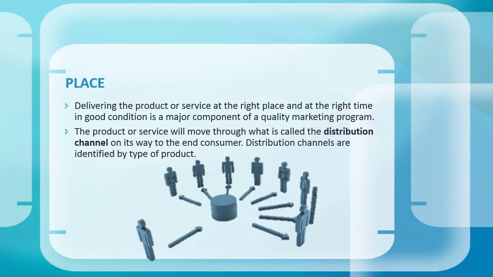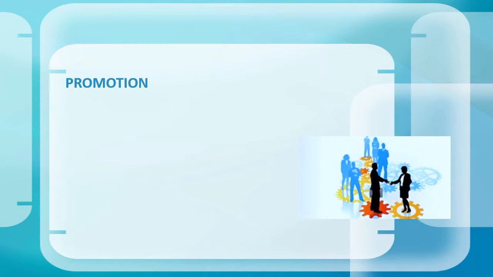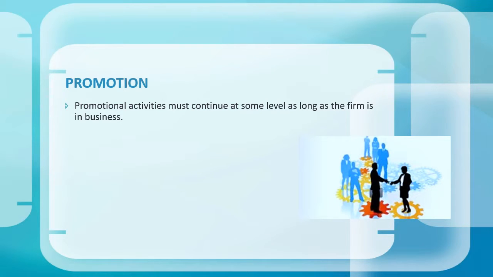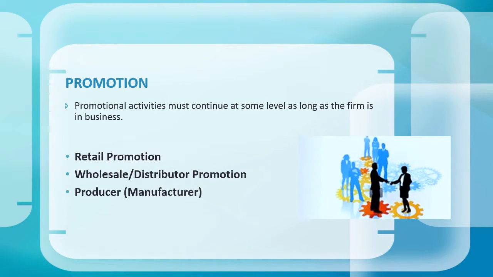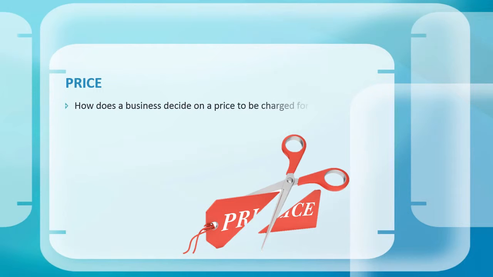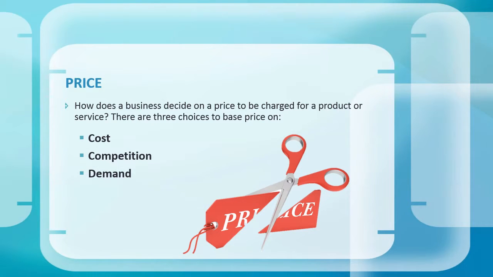The product or service will move through what is called the distribution channel on its way to the end consumer. Distribution channels are identified by type of product. Promotion. Promotional activities must continue at some level as long as the firm is in business. There are retail promotion, wholesale or distributor promotion, producer or manufacturer promotion, business communication, and advertising. Price. How does a business decide on a price to be charged for a product or service? There are three choices to base price on, which are cost, competition, and demand.